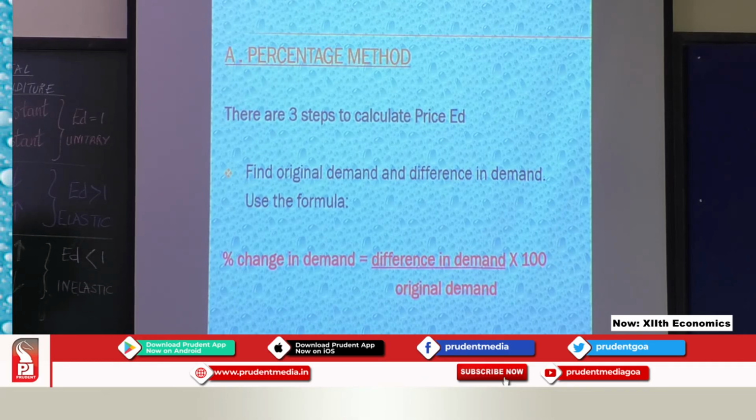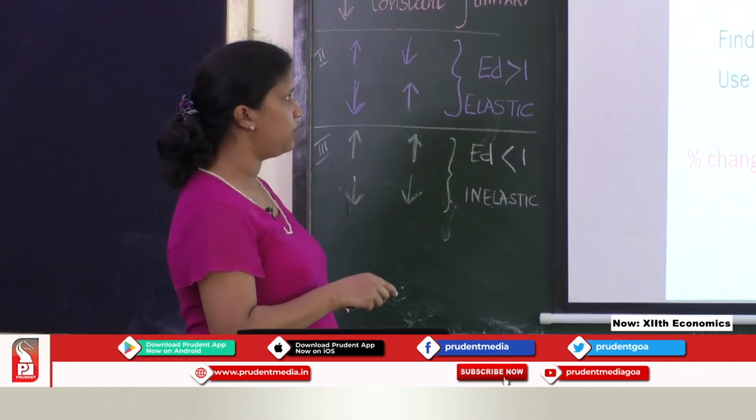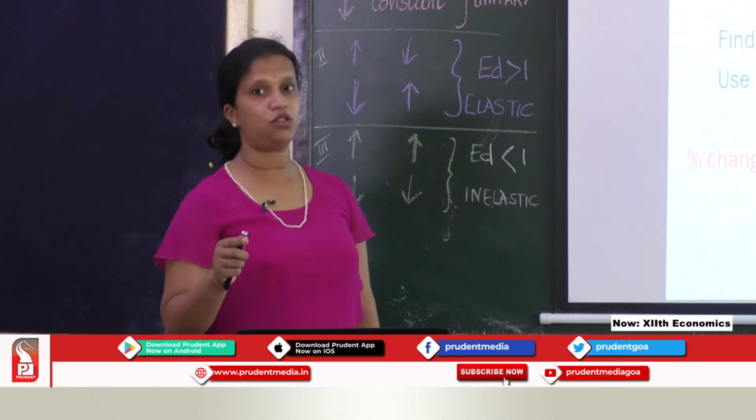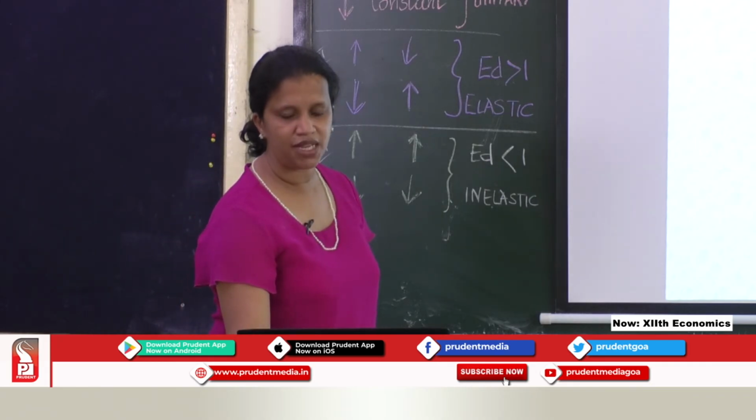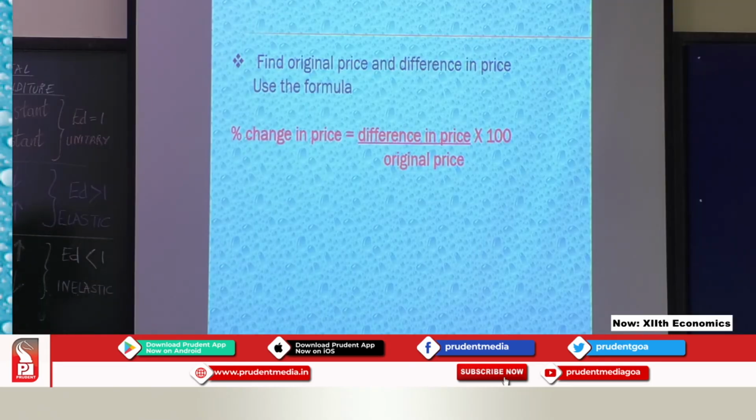I am going to discuss an example and you will understand it clearly. The second step, now remember this whole first step was with respect to one variable, which is demand. The second step is with respect to the second variable, and that is price. Original price, difference in price. So, I take this percentage change in price will be difference in price divided by original price multiplied by 100.